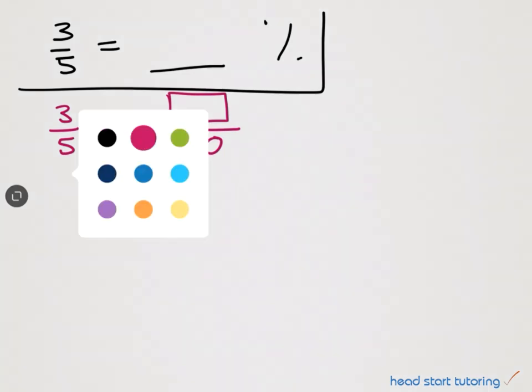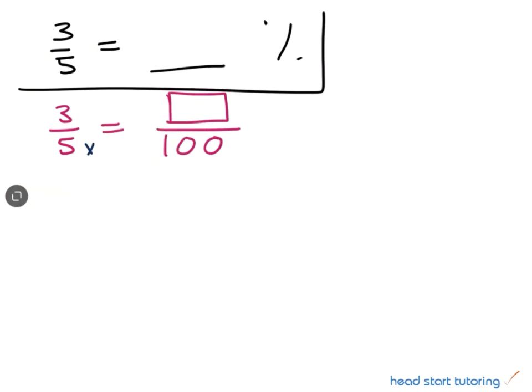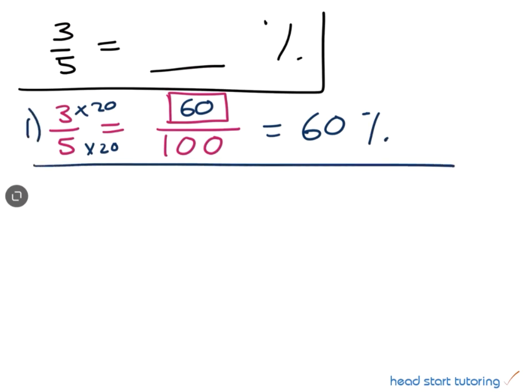So what do we need to do to 5 to get 100? We times it by 20, so we multiply our 3 by 20 as well to get 60. So now, because we've got 60 over 100, 60% is our answer. So that's your first method that you can use.